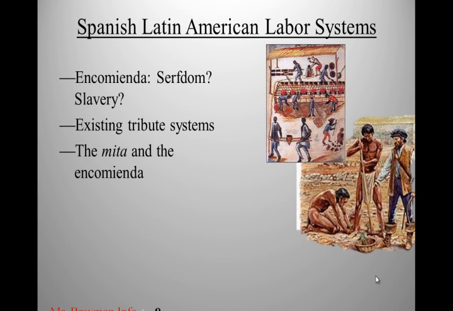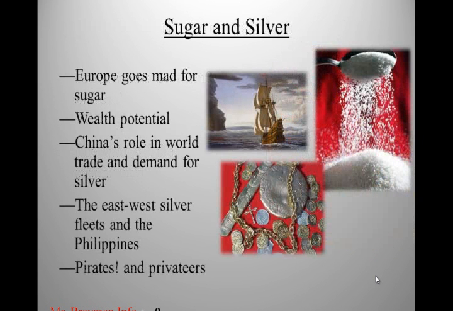Spain was also able to take advantage of the Mita system in the Inca lands, right? The Inca emperors made it so that people had to go work for the government for a certain period of time every year. Spain just kept that system going because it was basically free labor for them.